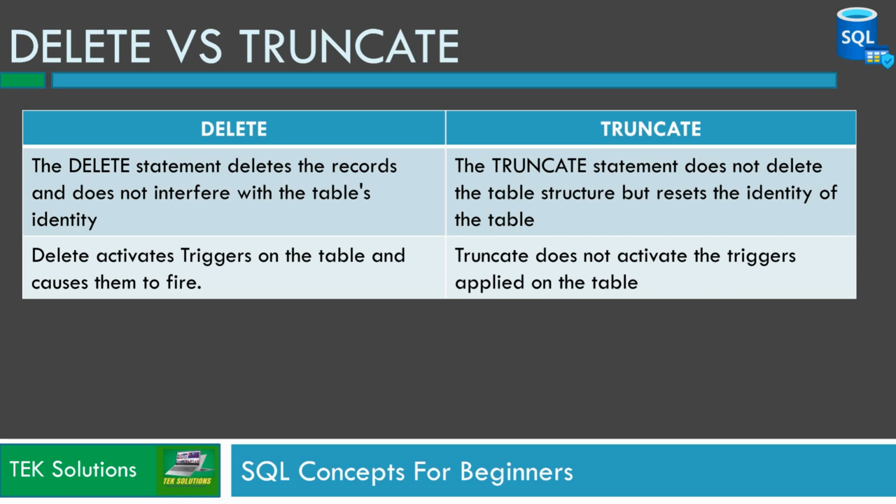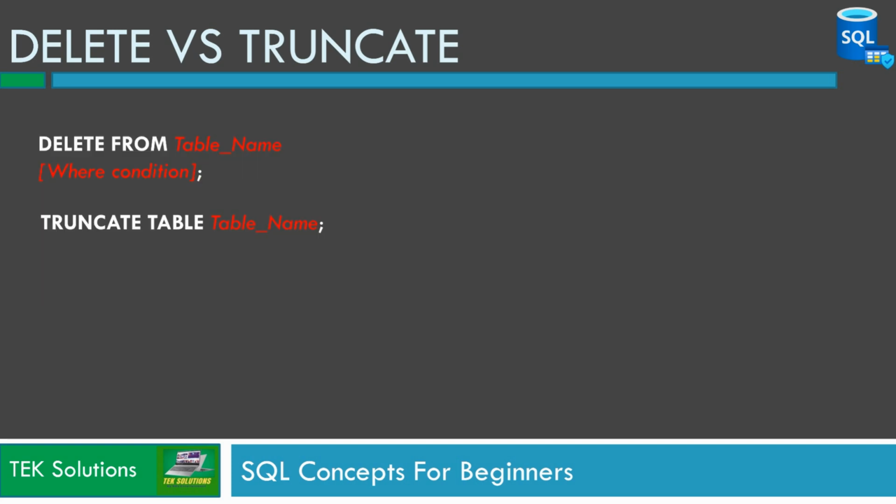So in SQL we know there are triggers, so before delete, after delete, these are a few examples I'm giving you. Those will be activated if we are using the delete statement, and delete statement will cause them to fire. Whereas truncate does not activate the triggers applied on the table. It cannot run the triggers while executing the truncate statement.